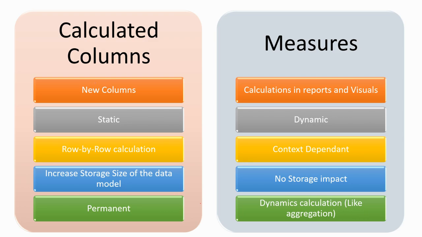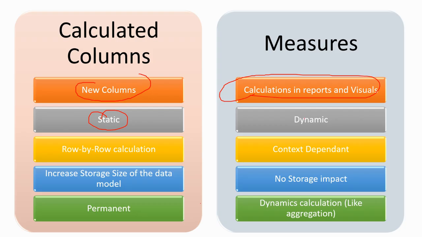For a calculated column, you'll be creating a new column itself, which is added to the table using a DAX expression. But a measure will be used only in reports and visuals. Another important thing is that calculated columns are static. They are calculated once and stored in the table, and the values do not change unless the data is refreshed or the DAX expression is modified.